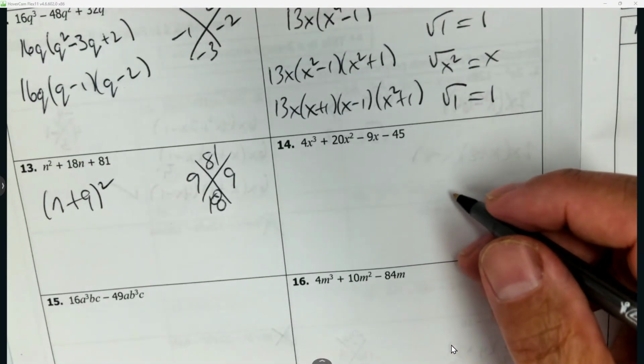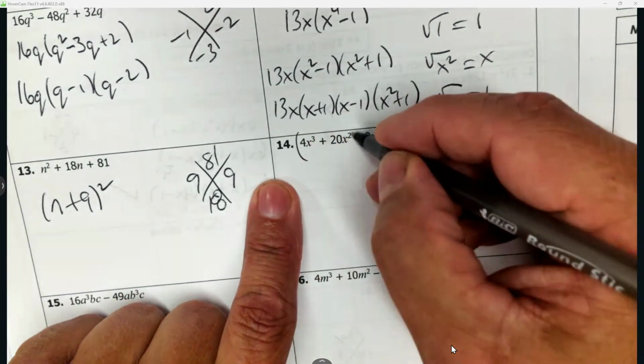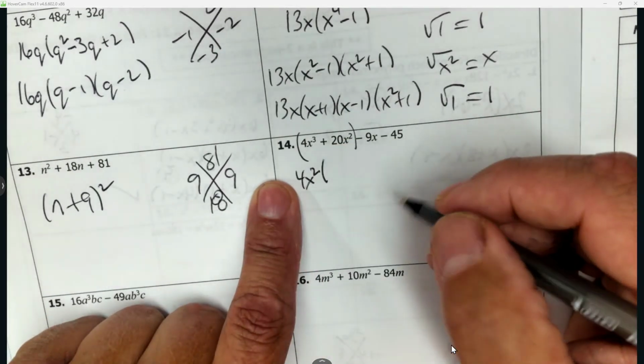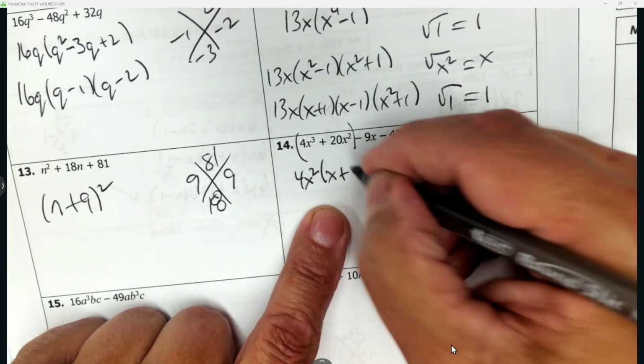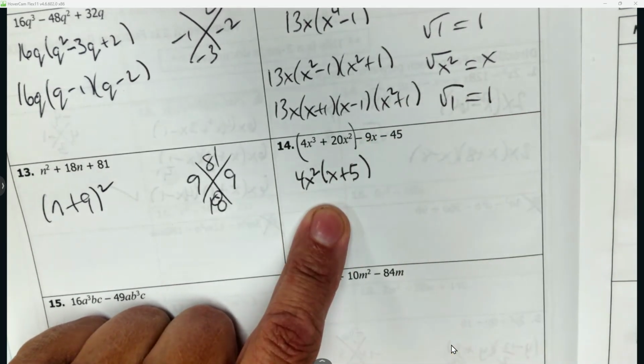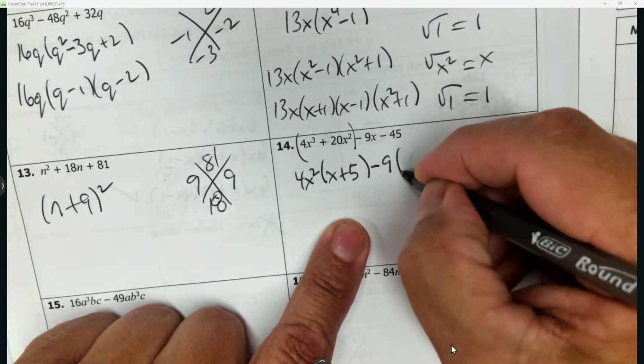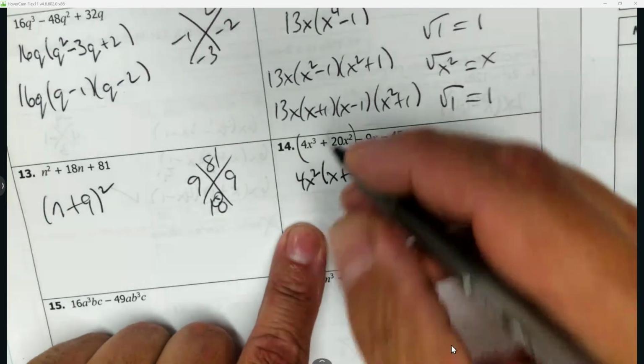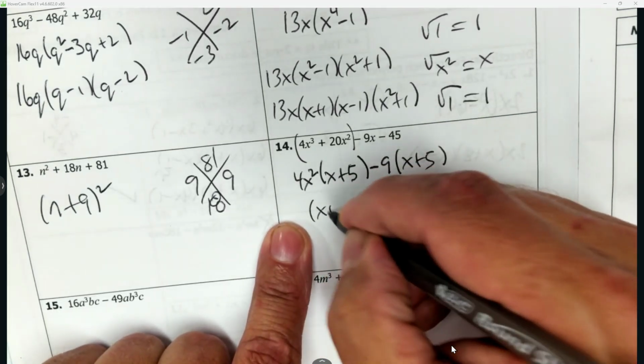When we have 3, we're going to factor out a common factor of the first two only. So the first two have a 4x squared as a greatest common factor. And then you divide, and you're left with x plus 5. We're going to factor out a negative 9. And again, we're going to divide and have x plus 5. So one factor is x plus 5.